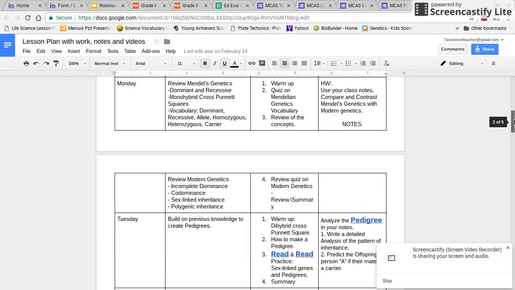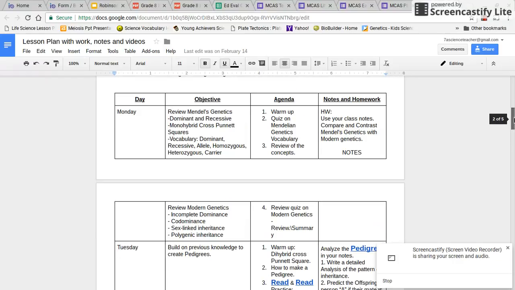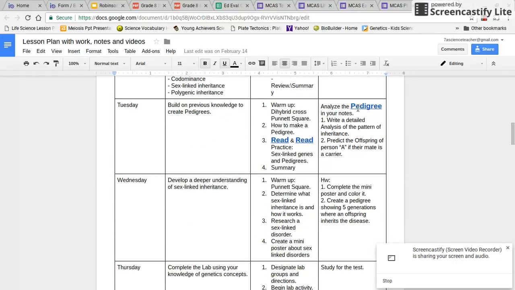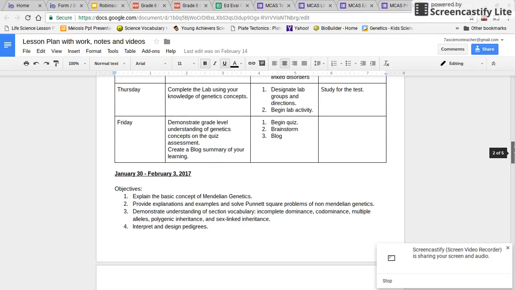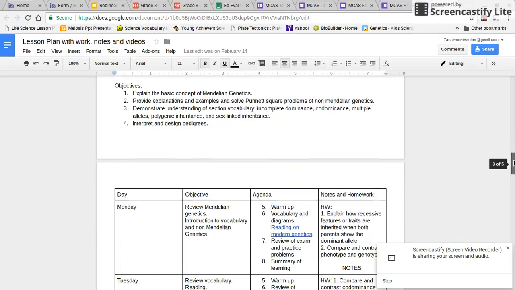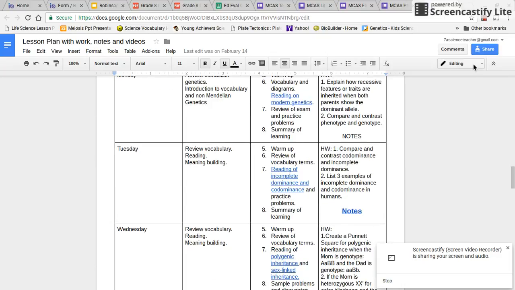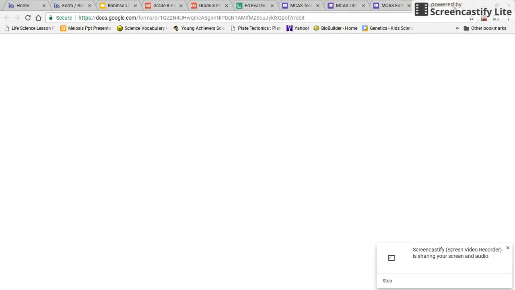So you have the day, the objective, agenda, notes, and homework. And you can see that there are hot links on here. And where it says read, those are the assignments that were posted to it. And any student that was absent that day or were going to be absent, they could get a heads up on the work that they'd be doing. Okay, that's the lesson plan.